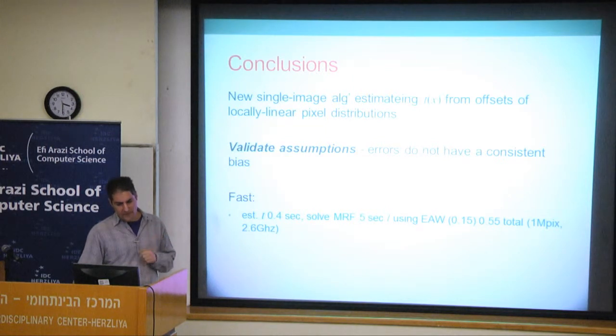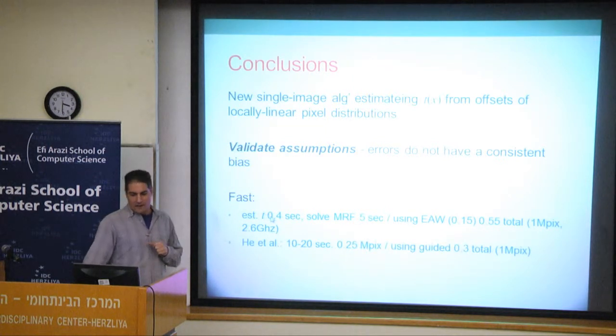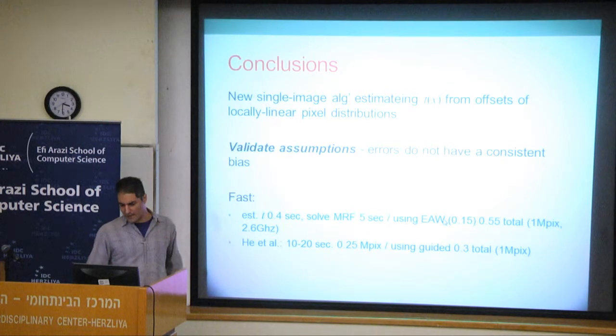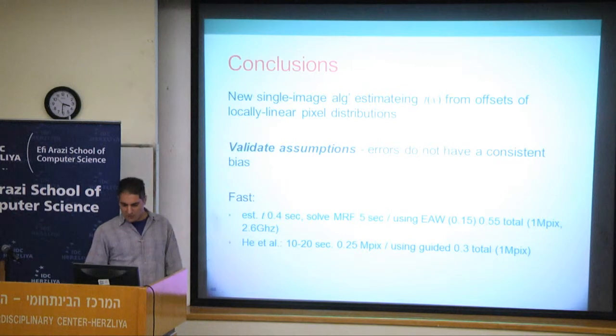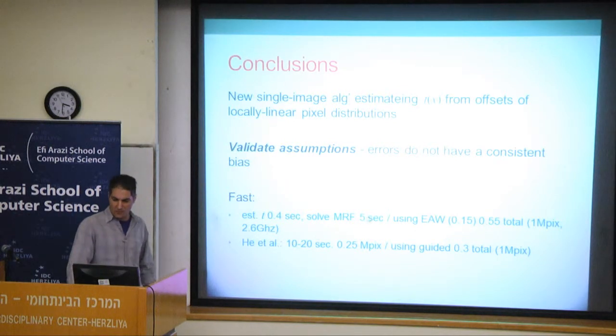The method is fairly fast. It takes less than half a second to estimate the transmission and solve the MRF using 5 seconds, or it's possible to replace that by a faster component for edge-preserving interpolation. So it takes basically a total of 0.55 of a second in order to dehaze a 1 megapixel image on a 2.6 gigahertz computer, which are fairly comparable running times to the dark channel method of Hay et al.